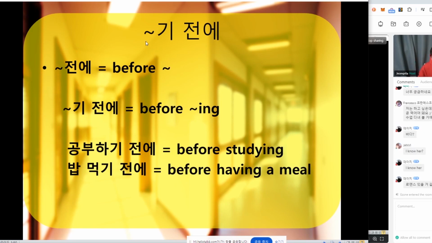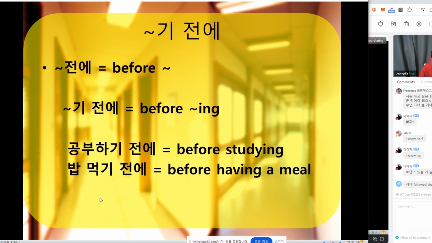First, 블라블라기 전에. 블라블라 전에 is before. So 블라블라 하기 전에 is like before ing. So, for example, 공부하기 전에, 공부하다 is to study, right? So, 공부하기 전에, before studying. And 밥 먹다 is to have a meal. So, 밥 먹기 전에, before having a meal. So, you can just paraphrase this phrase with your own vocabulary.